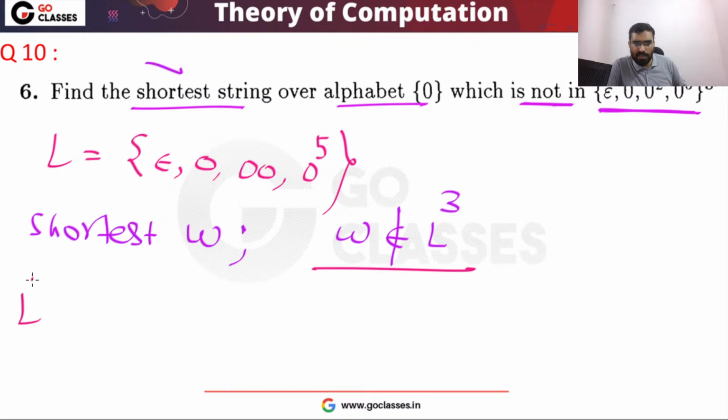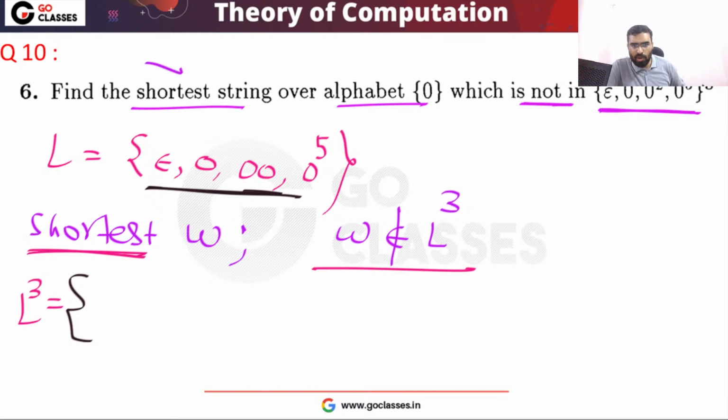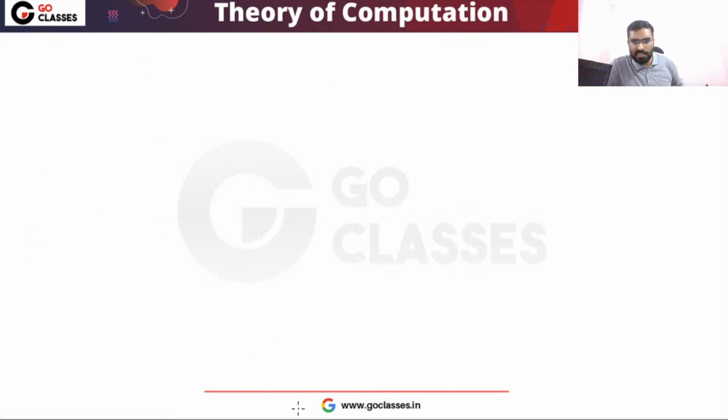In L power 3, what do you have? Let's start with the smallest, because we want the shortest. You can notice L power 3 will definitely have the empty string. This we have already seen. Do you remember this result?